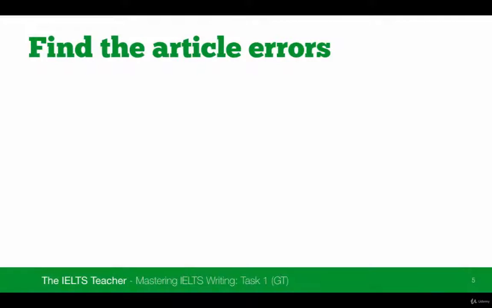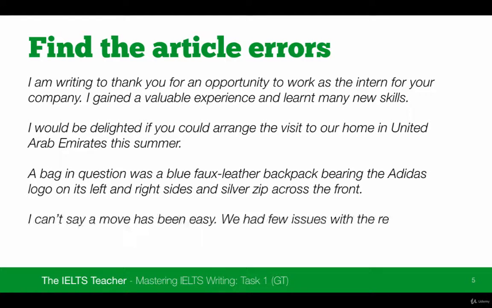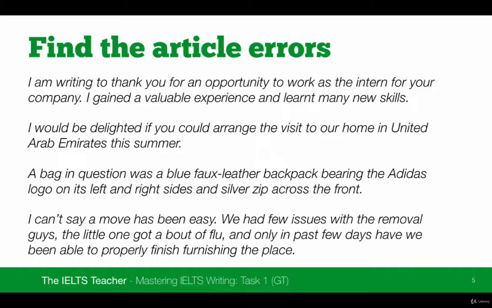So let's think about an exercise here where I'm going to put a number of sentences on the screen. These are all typical Task 1 letter sentences, and each of them contains at least 2 article errors. A couple of them may contain more article errors. So what I want you to do is to pause the video here and see if you can work out where the article errors are. When you've done that, you can press play to continue.